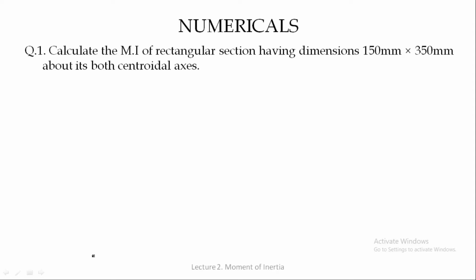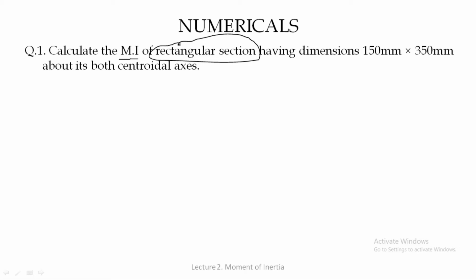Calculate the moment of inertia. Remember, what is MI over here? MI stands for moment of inertia of a rectangular section having dimensions 150 mm into 350 mm about both its centroidal axes. So remember, the first important thing that you have to do while you are solving the numericals of moment of inertia is to find the section. Means what? You have to first of all find what kind of plane or what section is asked. So here the section asked is what? The section asked is a rectangular section.